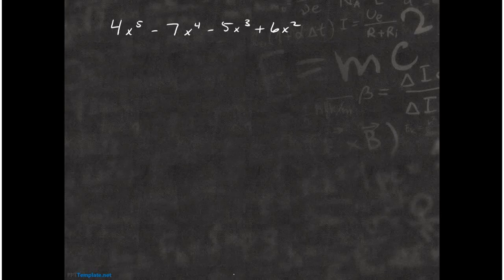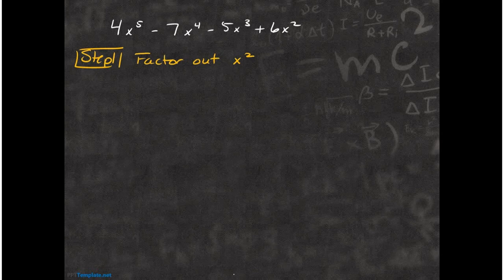Hi, I wanted to go over one of the problems somebody was asking about, which is the problem on the sample test that's looking at roots of a polynomial using synthetic division. So I just pulled from WebAssign. They'll change the numbers. 4x to the fifth minus 7x to the fourth minus 5x cubed plus 6x squared.